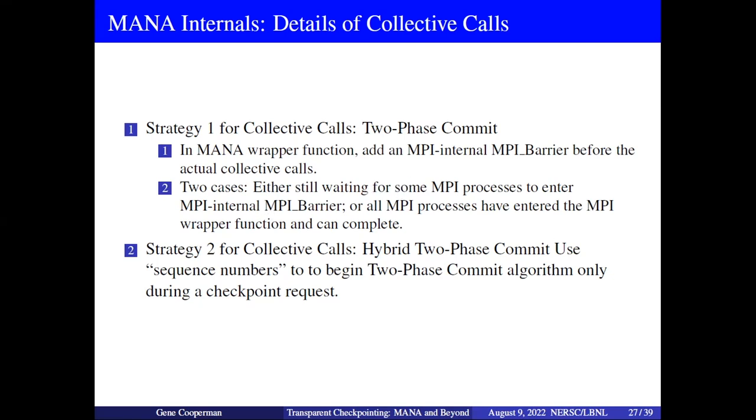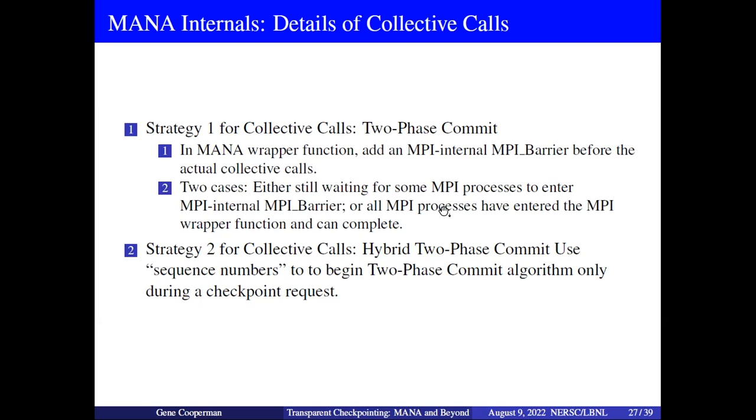Well, the other case is that everybody has finished the MPI barrier and some processes have now entered into the actual collective call. So what were we worried about? We're worried about maybe there is some MPI process that's still doing some work from ages ago, and it will take another hour before it even reaches this collective call. Well, if it's going to take another hour before it reaches the collective call, then we must have been in case one. And in case one, we know that nobody is actually in the collective call yet. They're only in the internal barrier that we'll throw away.